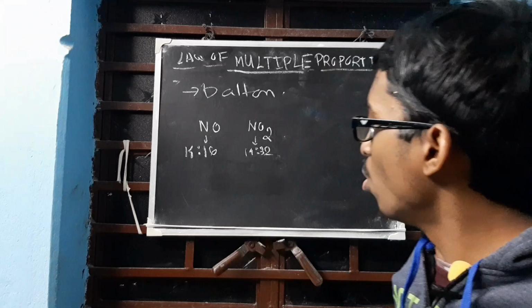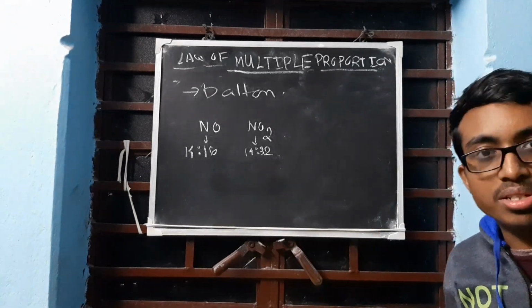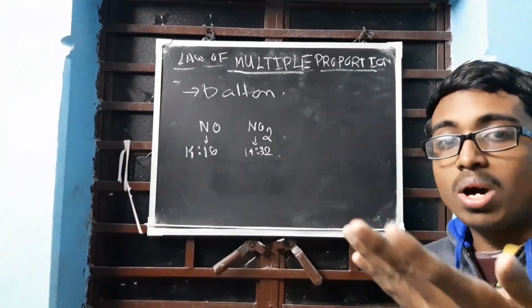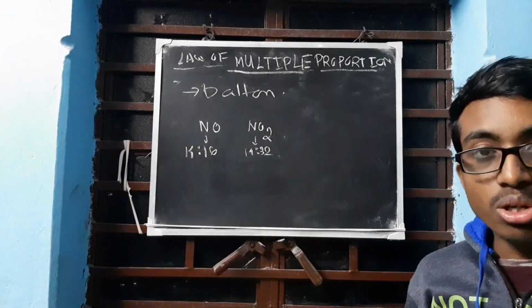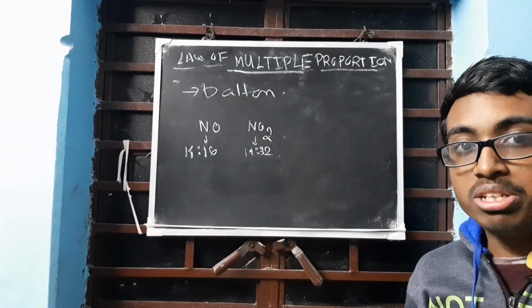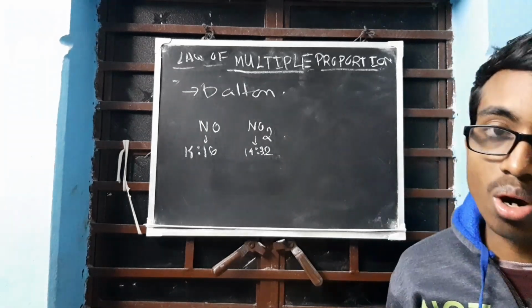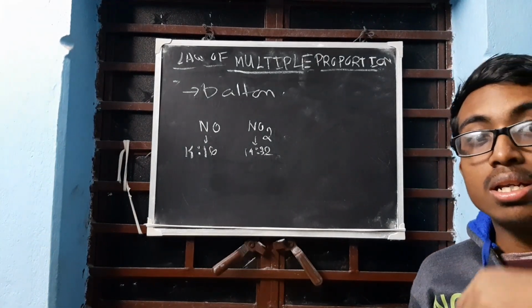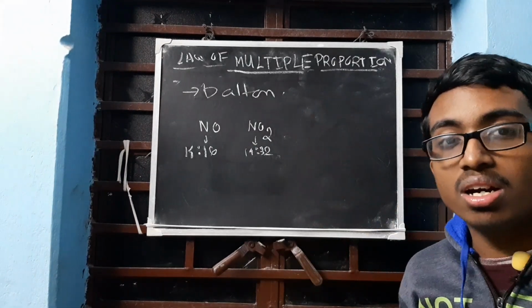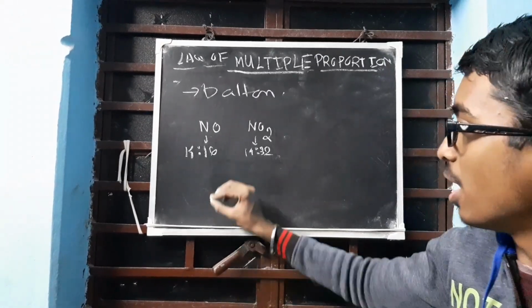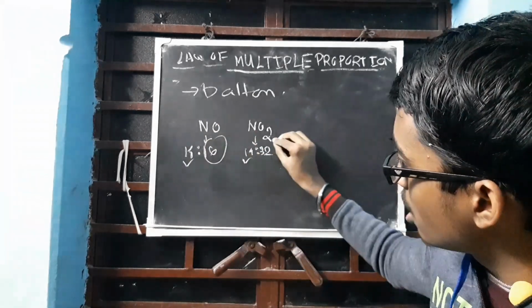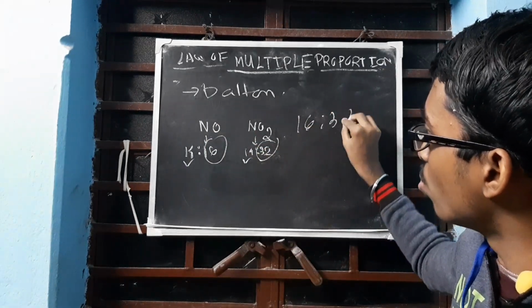14:32. So, as far as the statement says, when two elements combine to form more than one compound, then the ratio is in a whole number. Ratio of what is in a whole number? Ratio of one element's different mass combining with the fixed mass of the other element. This ratio will be in the whole number. Now understand. Here this is 14, this is also 14. So this combination is 16, this is 32. Ratio is 16:32. That's 1:2.